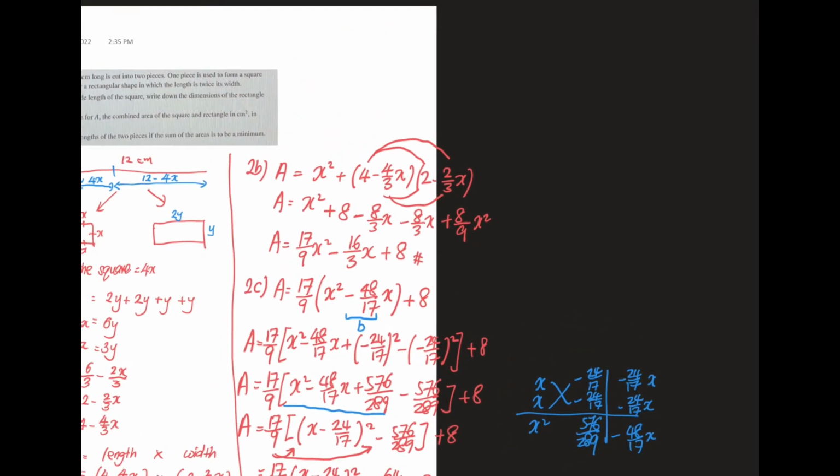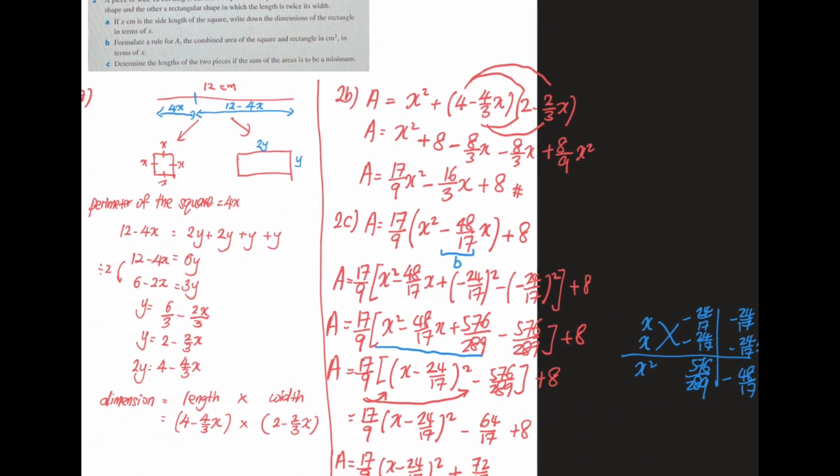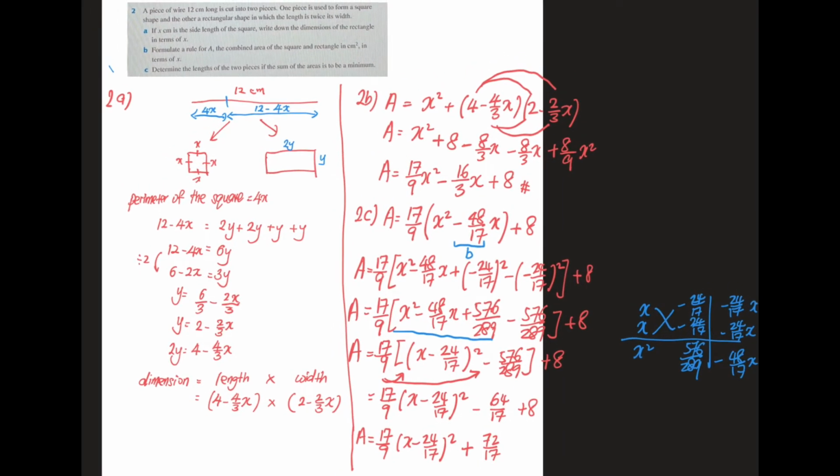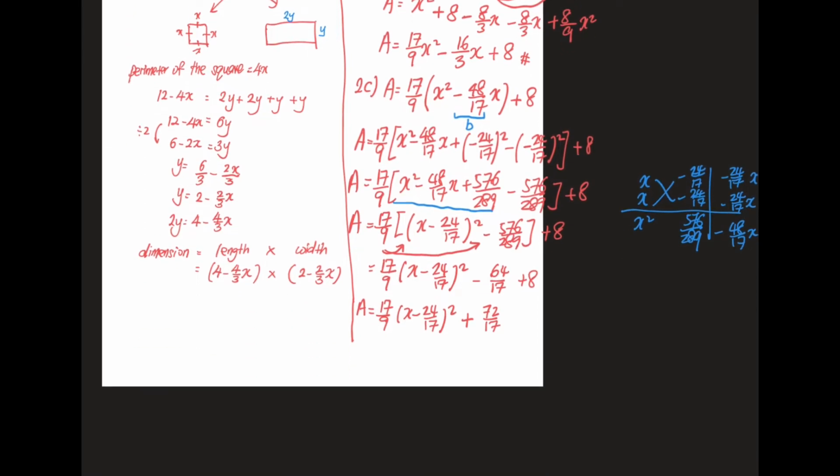And now let's come back to the question again. They want us to determine the lengths of the two pieces. That means the square and the rectangle, if the sum of the areas is to be minimum. Okay, so as you can see here, when it is minimum, if you take this value, we have to know that completing the square is to find the minimum. So this is the minimum.